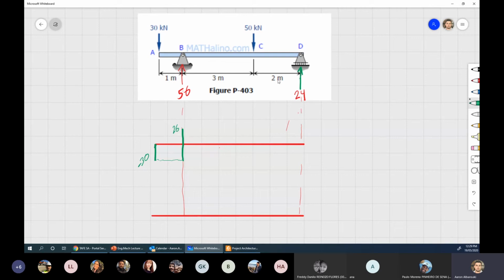And from this point onwards, what do you reckon will happen, Gianna? Can you hear me? Yes, I can. So go straight to the right, to point C. Trying to go straight, yep. And then what will happen at point C? Going down by 50. So I've got 26, take 50, that will be? Minus 24. Negative 24.